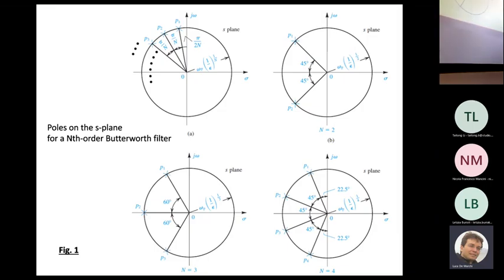So I don't know if you can read the light blue characters, but basically there is a geometrical construction of the poles around the complex plane.